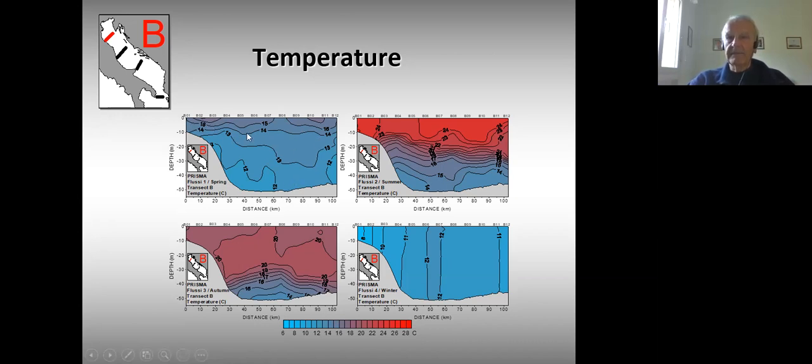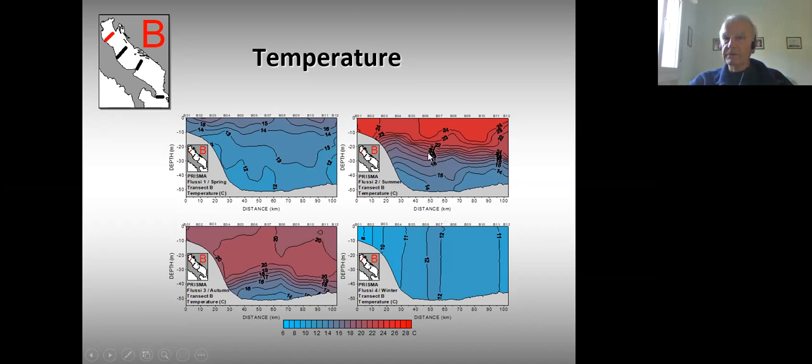Take into consideration this is a distance in kilometers, so we exaggerate the vertical scale with respect to the horizontal scale. And what you can see is that in the surface layer, there is a slight vertical gradient of temperature. We are talking about the springtime. In springtime, the heating starts. So you have a slightly warmer surface layer with respect to the bottom layer.